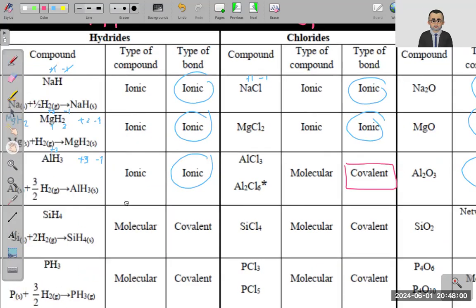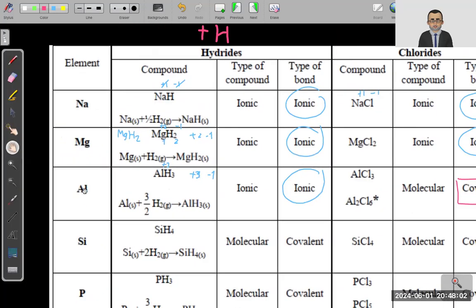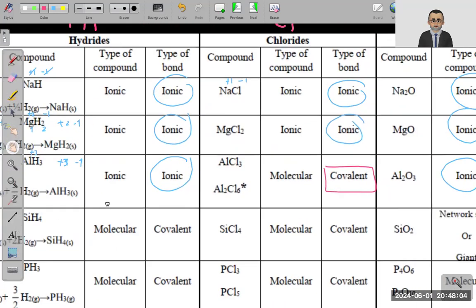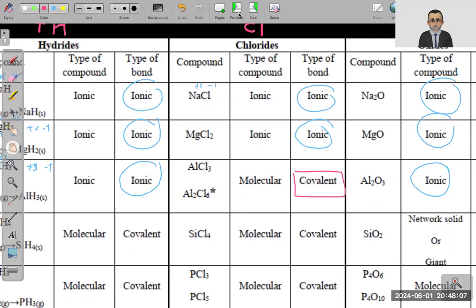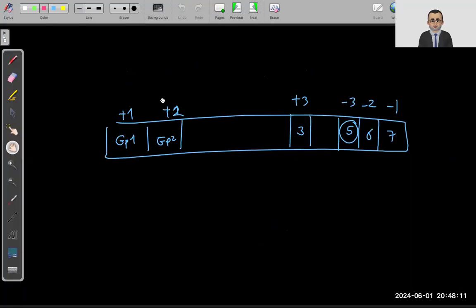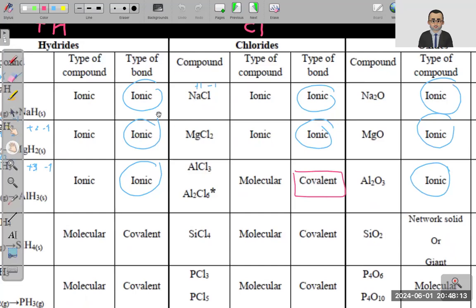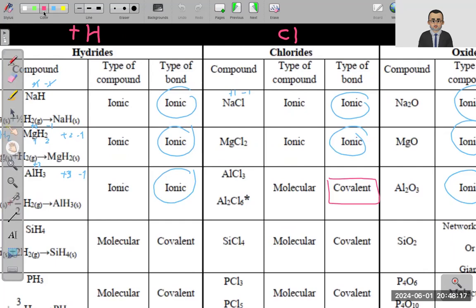If you are asked about anything with Na, Mg and Al, they always make ionic compounds. Why do they always make ionic? Because they are metals. They are on the metal side, on the left side, and metals make ionic compounds. The only exception is aluminum chloride. This also has to be memorized. +1 and -1 cancel out. +2 and -1 switch, so it becomes 1 and 2. +3 and -1 switch again and become 1 and 3.